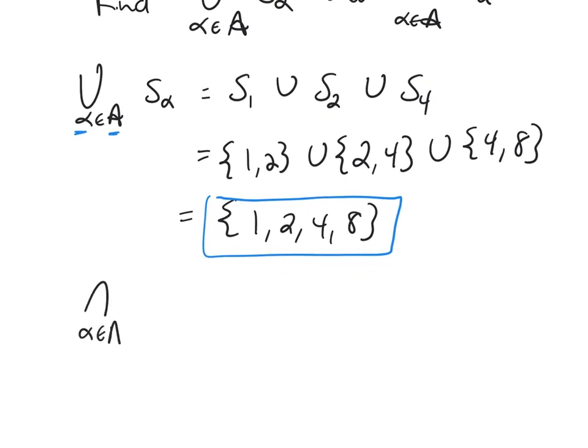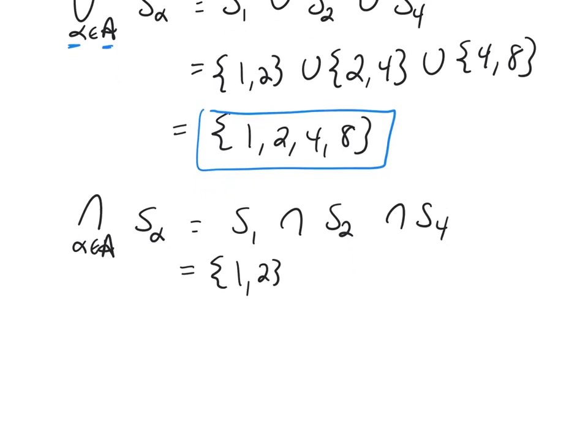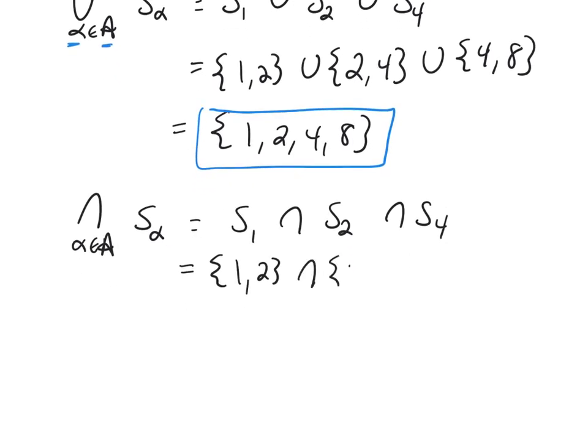And now I want to take the intersection of alpha in the set A. So it'll be S1 intersect S2 intersect S4. So now I'm looking at the intersection of 1, 2, 2, 4, and 4, 8. These three sets don't have any elements in common. I don't have an element that is in all three sets. And so this intersection would be the empty set.